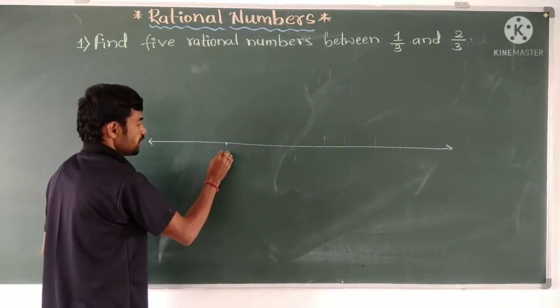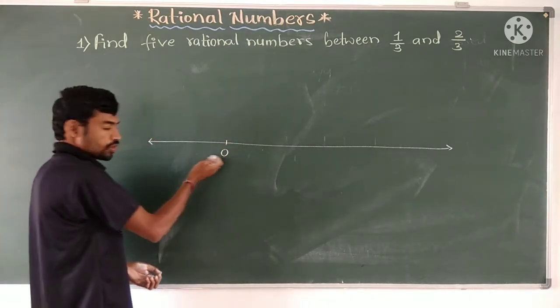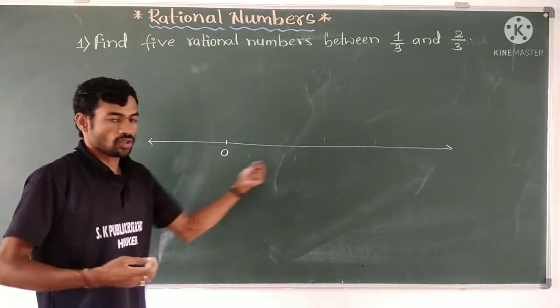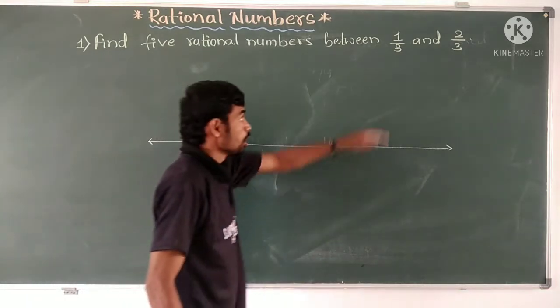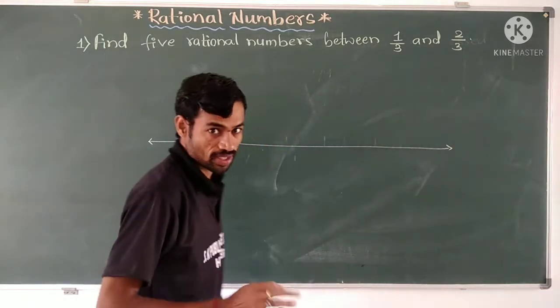So here we can say 0, exactly at the center. 0 to the left, what type of rational numbers? Negative. And 0 to the right, positive rational numbers. So here what is the Q? Q is 3. Here also 3. Same denominator, that is Q.